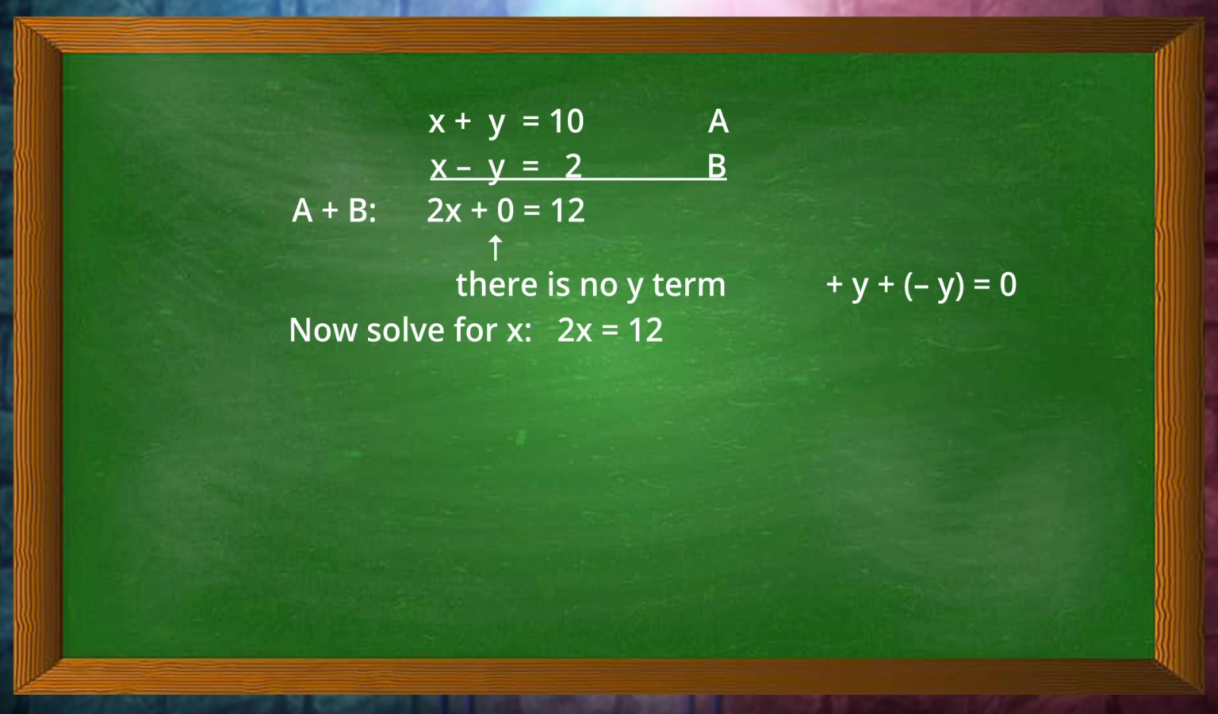Now that the new equation only has the variable x, we can solve it and find that x is equal to 6. Using 6 for x in equation A, we see that y is equal to 4.